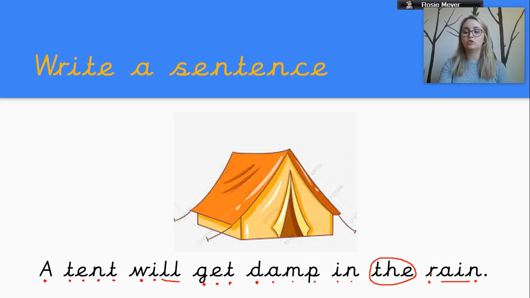the. What's this digraph here? Have a think, see if you can remember what an a and an i say when they're together. Have a go at reading that word. Fantastic. Rain. A tent will get damp in the rain. Fantastic job, well done. That was really, really good.